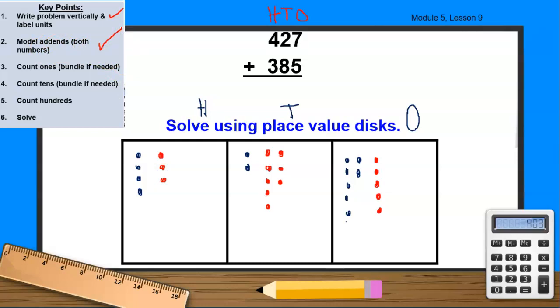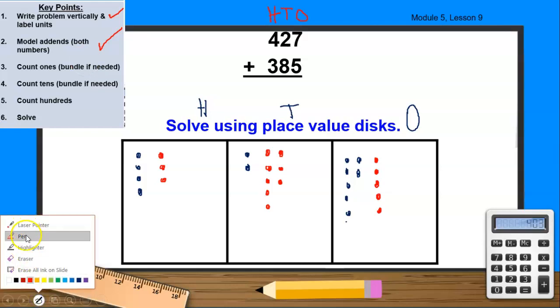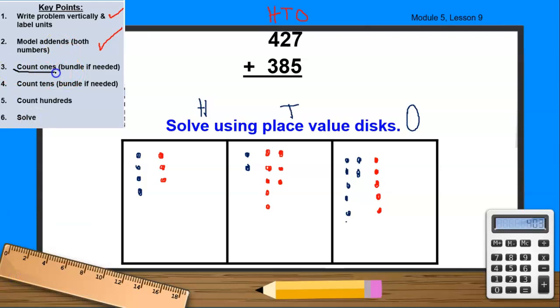What should we do first to solve, boys and girls? Yes, boys and girls, we count the ones. Great thinking. So it says right here, count the ones. Let's count them. 1, 2, 3, 4, 5, 6, 7, 8, 9, 10, 11, 12. 7 ones plus 5 ones makes 12 ones.